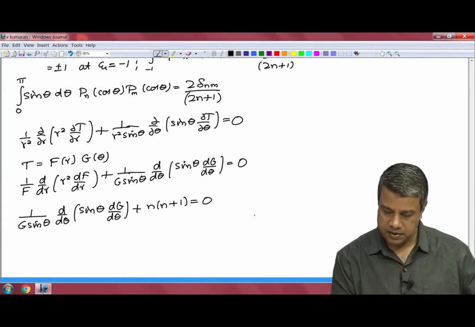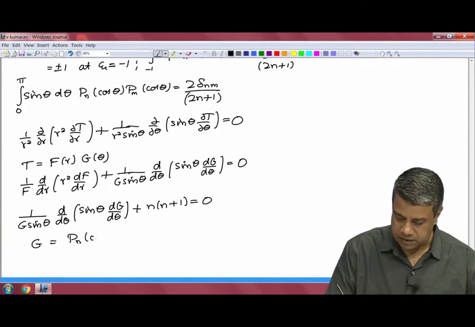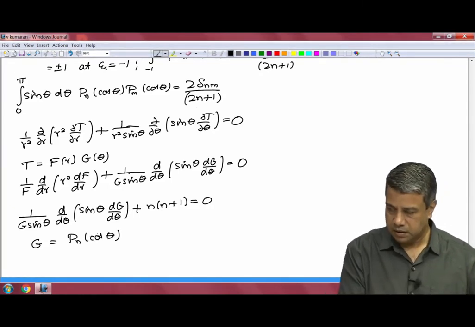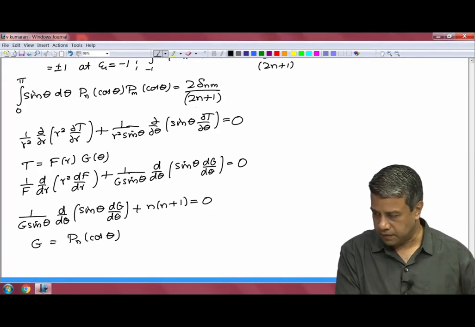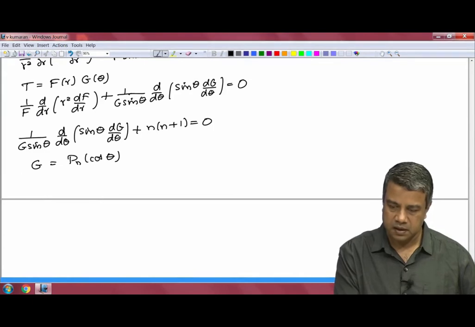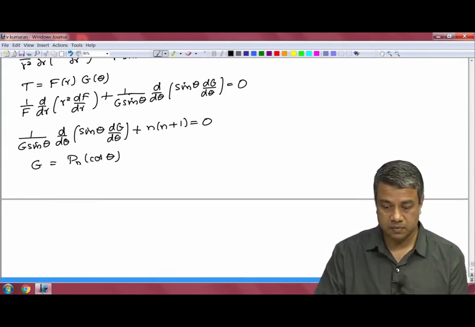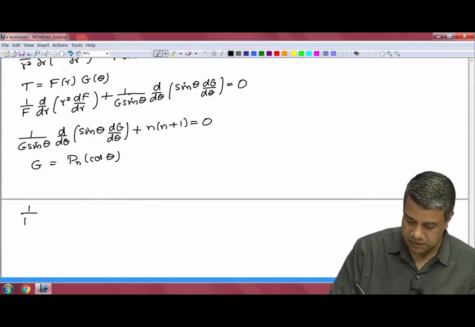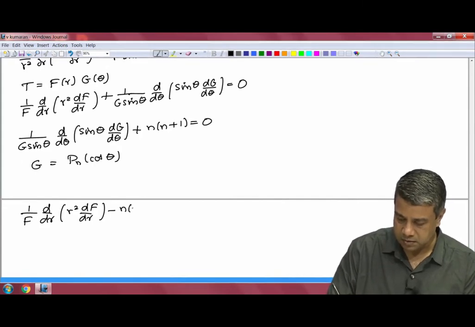So, now what that implies is that the solution for g is equal to P_n of cos theta. What is the solution for f? That I get by substituting that into this equation. G is equal to minus n into n plus 1. That means that 1 over f d by dr of r square df by dr, minus n into n plus 1 is equal to 0.